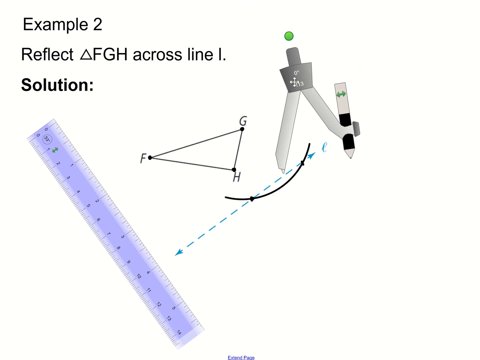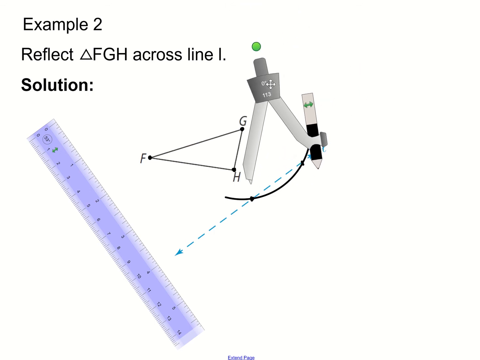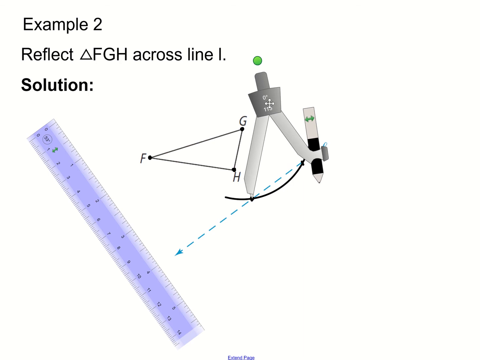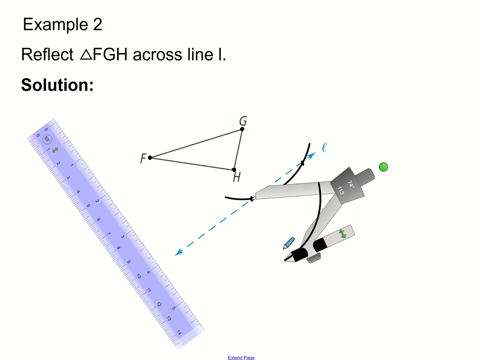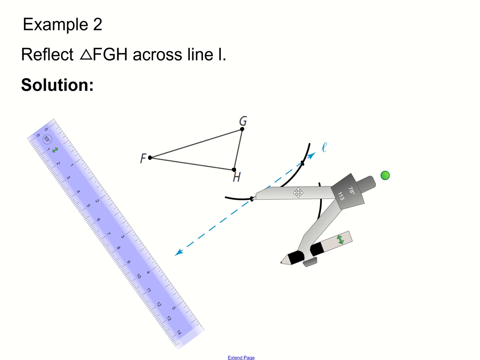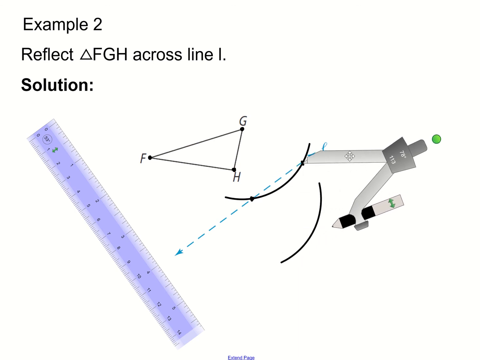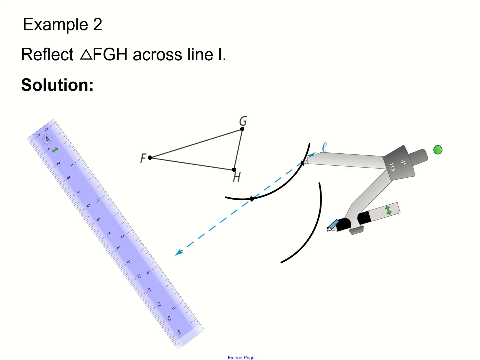Those 2 points where it crossed, now you want to take your compass and put one end on one of the points that you created. Keep the same length. You don't want to change the distance setting of the compass, and then you're going to draw another arc. So let's draw another arc like this. Then take the compass, move it to the other point that you made, and repeat the process. Again, don't change the setting.